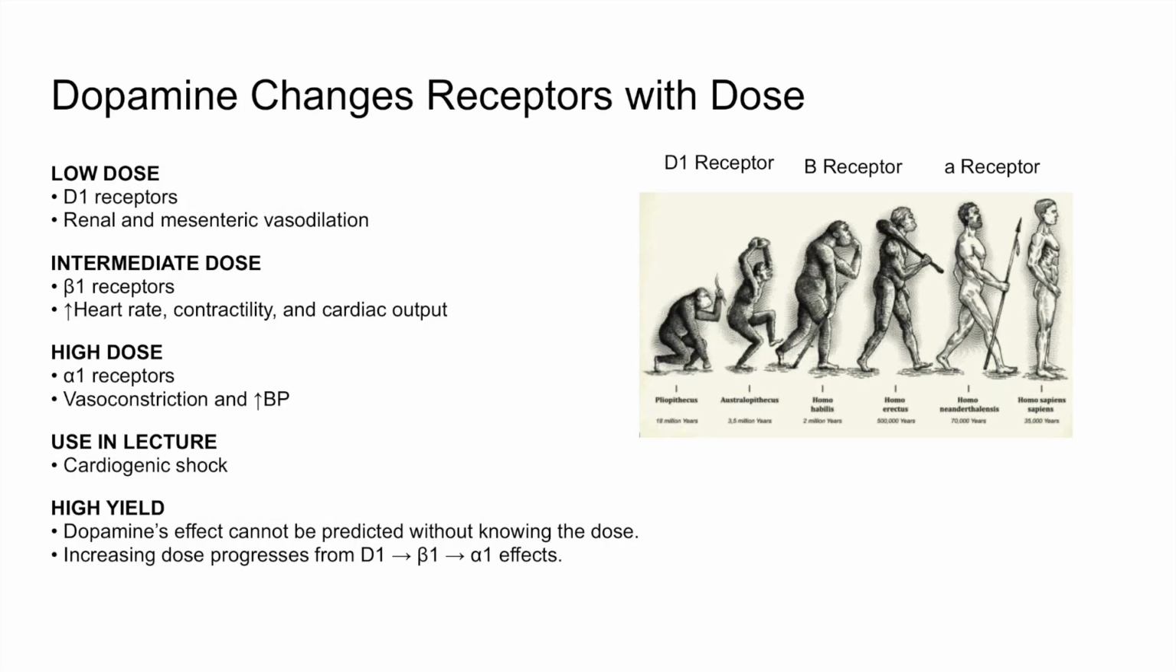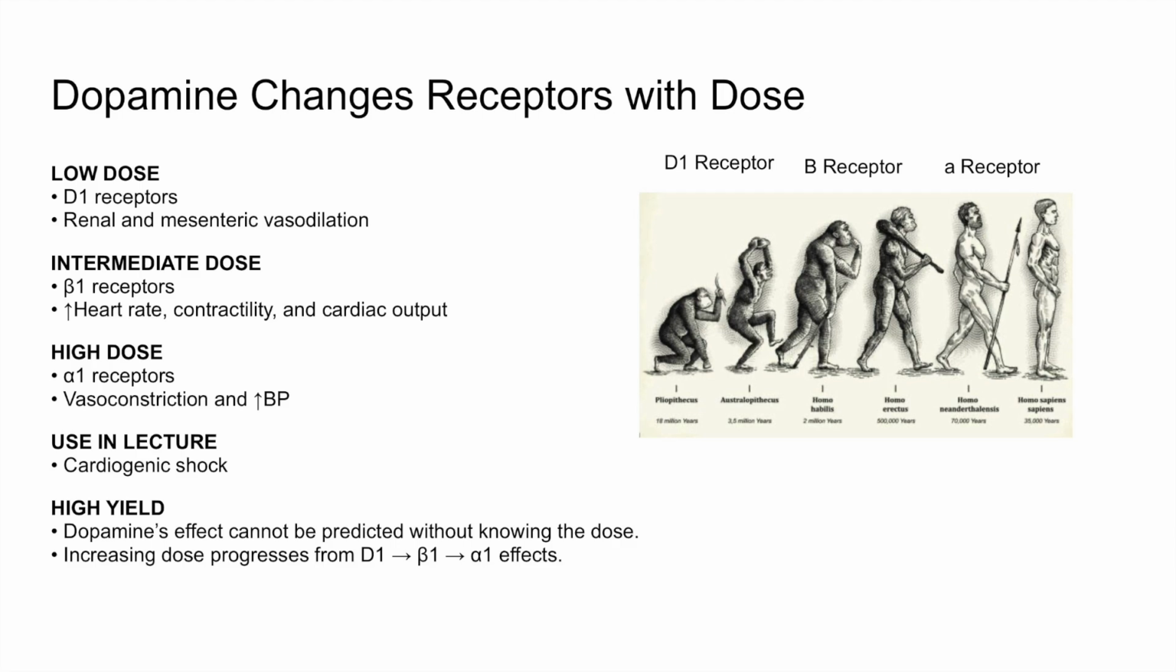All right, so dopamine is traditionally taught as progressing through different receptor effects as its infusion rate increases. At low doses, dopamine receptor stimulation produces renal and mesenteric vasodilation. At intermediate doses, beta-1 activity becomes more predominant, increasing contractility, heart rate, and cardiac output. At high doses, alpha-1 mediated vasoconstriction dominates and raises systemic vascular resistance and blood pressure.